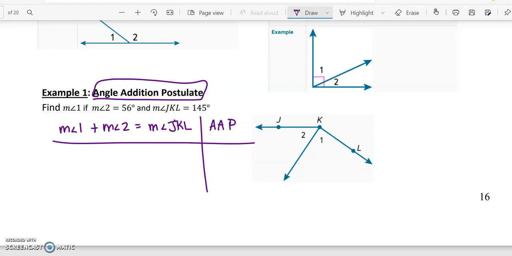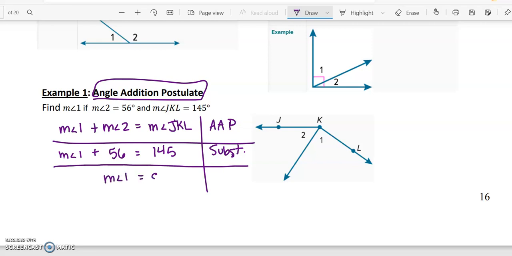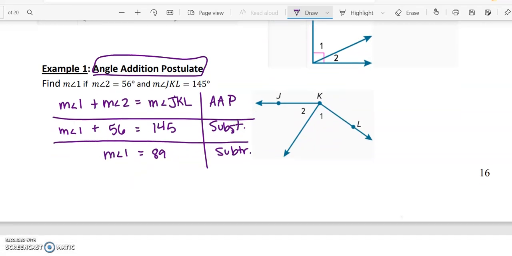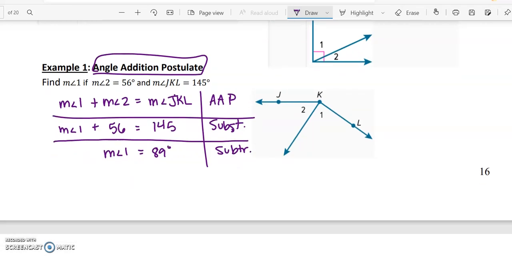Then we're going to use substitution. So the measure of angle 1 plus the measure of angle 2, because the measure of angle 2 is 56. So there's our substitution. We also can substitute 145 in for the measure of angle JKL. And now we can go ahead and use subtraction. So the measure of angle 1 is equal to 89 degrees after we use our subtraction property.